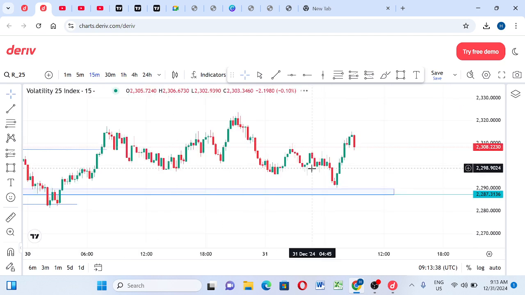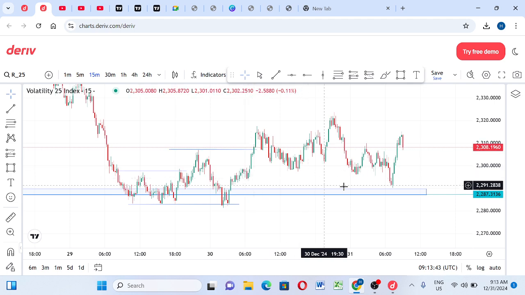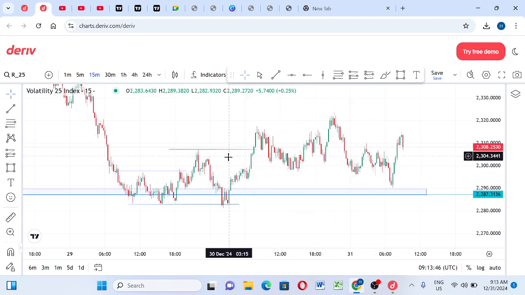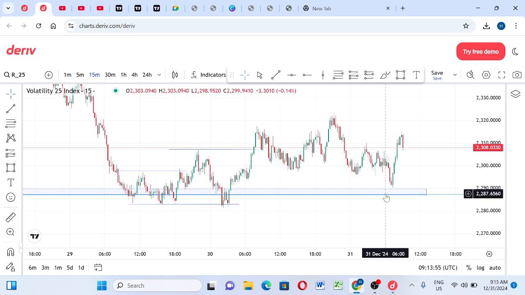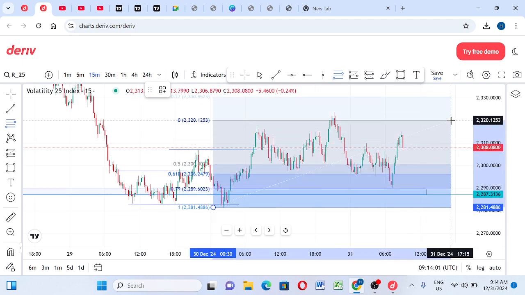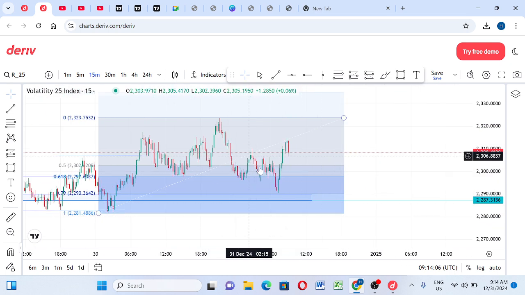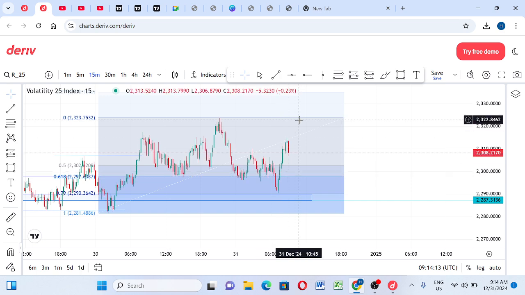Now we'll go to the 15 minutes time frame, though I don't really like using the 15 minutes time frame. I prefer maybe using the 5 minutes time frame, but nevertheless, let's work with what we have. So price took out the low here, gave us a break of structure at this point, and then we can see it retraced to the downside. So all we looked at doing was we basically waited for price to react.